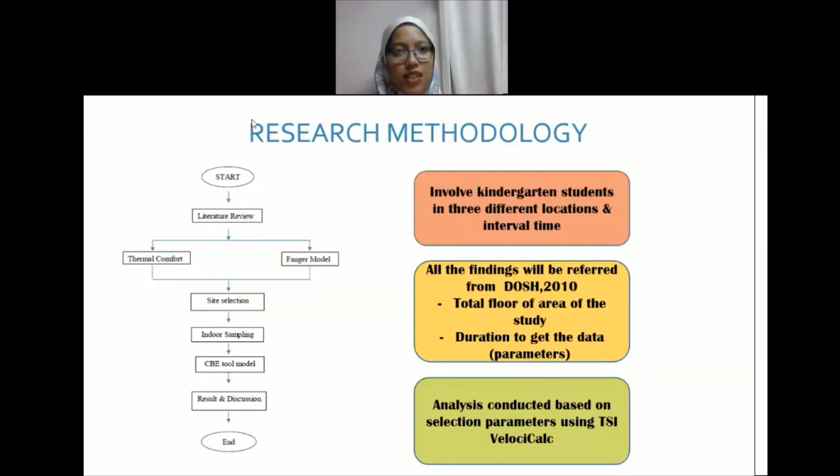Next is research methodology. As you can see here, this is my research project. For site selection, it will involve kindergarten students in 3 different locations and interval times. For the indoor sampling, all the findings will be referred from DOSH 2010. For example, the total floor area of the study and the duration to get the data, which is the parameter. For example, air velocity, air temperature, mean radiant temperature, and relative humidity. Lastly, for the CBE tools model, the analysis will be conducted based on the selected parameters using TSI VelociCalc equipment.